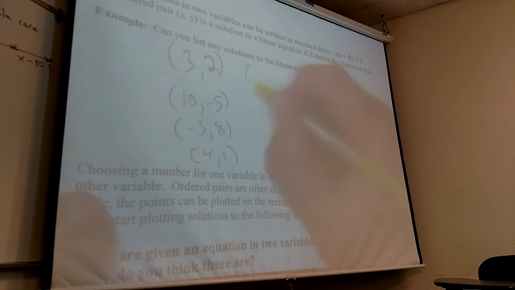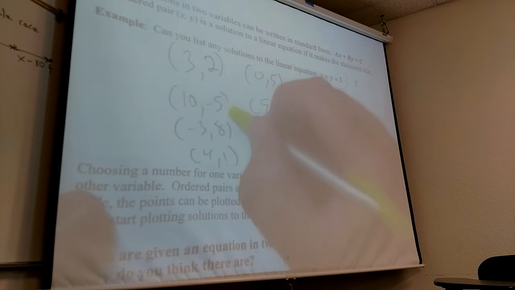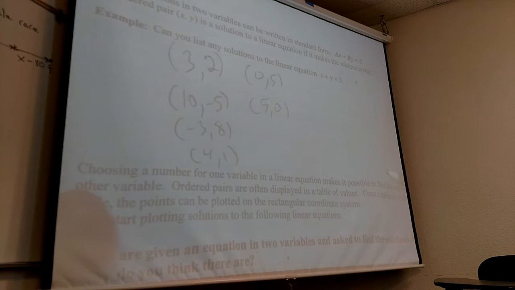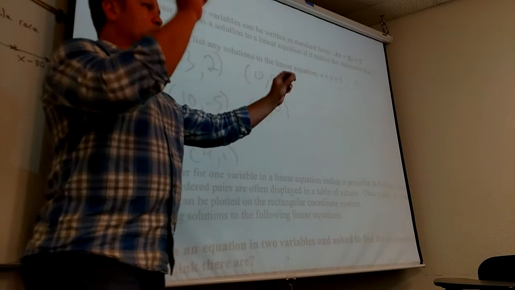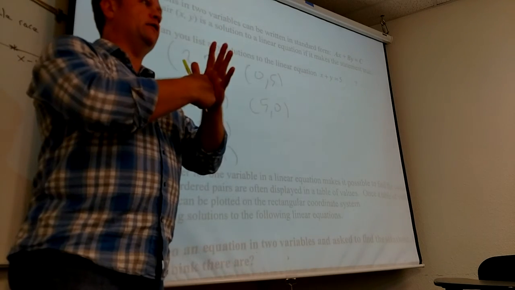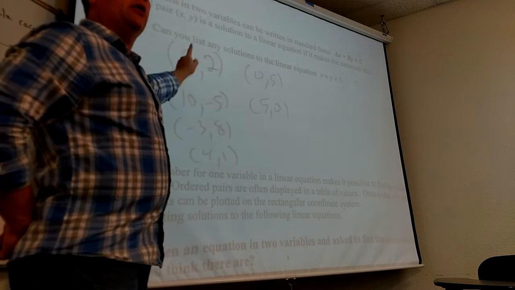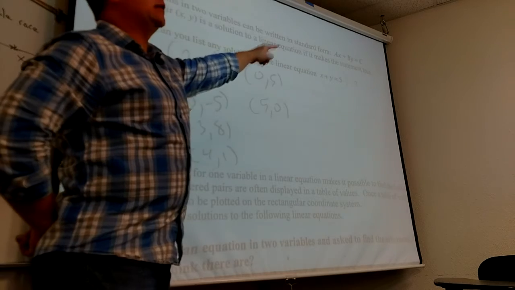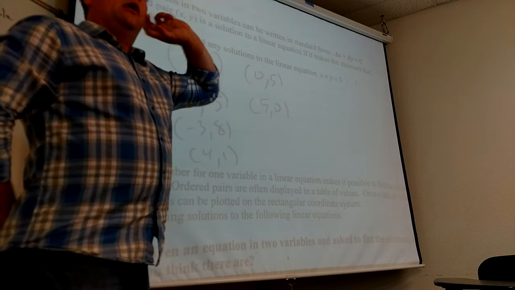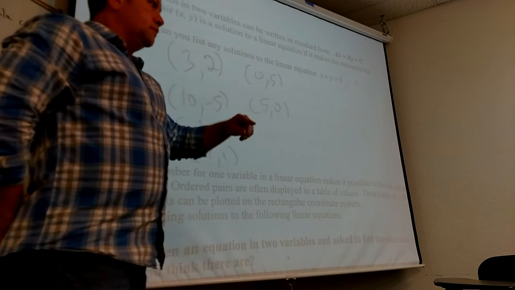0, 5. 0, 5. So also 5, 0. So any of these, if I turn any of these around, isn't it still true? Does that always work? No. It's because this relationship is so easy. I want the x piece and the y piece to add to be 5. That's what it says. So all these points have that relationship. Their x piece and their y piece add to be 5. If we plotted these, it would be a straight line.